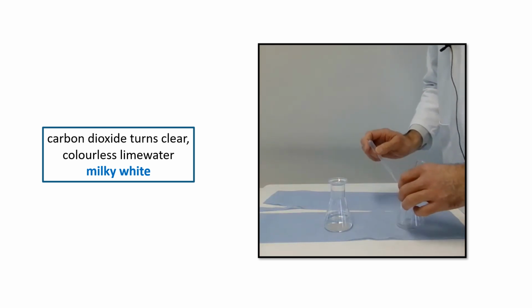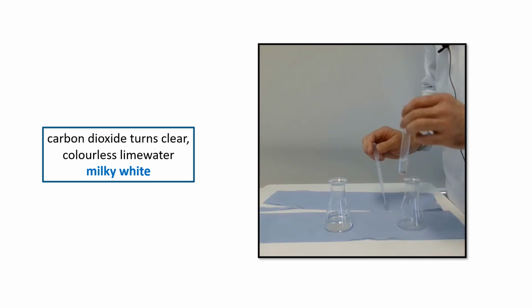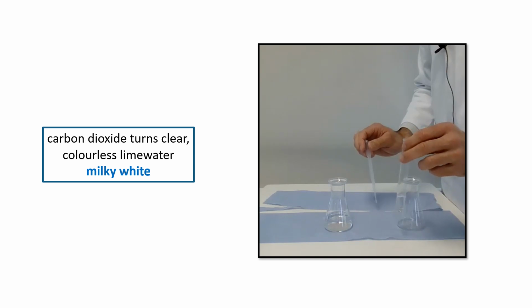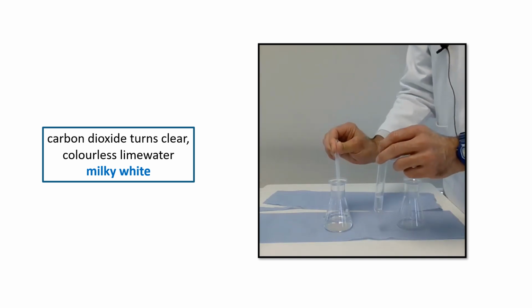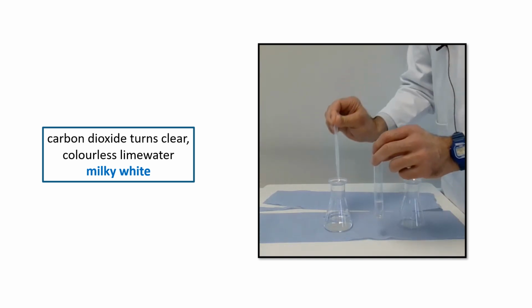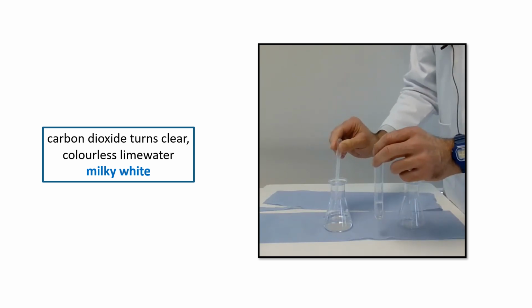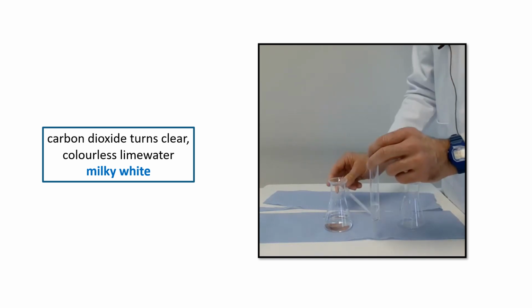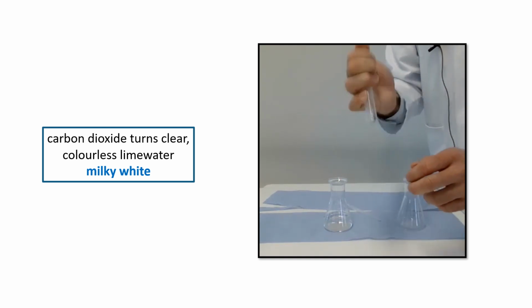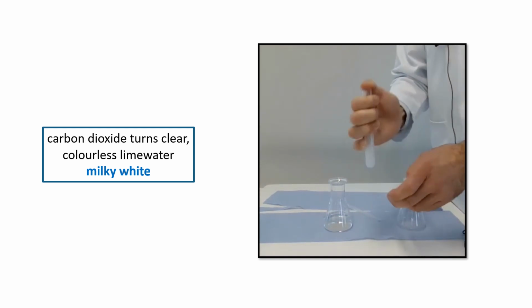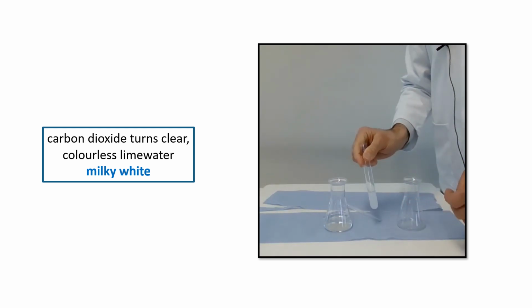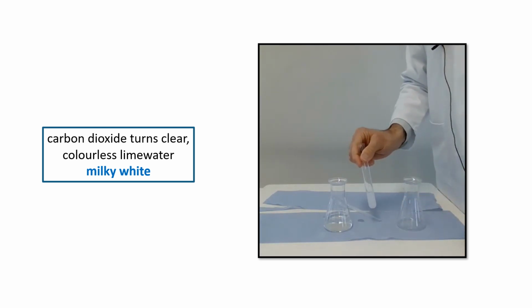So I have prepared some carbon dioxide and I have a test tube of lime water. Going to collect some carbon dioxide, add it to the lime water, give it a shake, and we can see that the lime water goes milky to confirm carbon dioxide present.